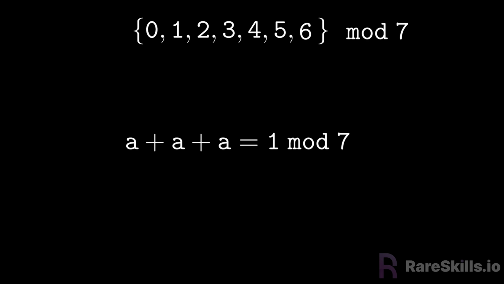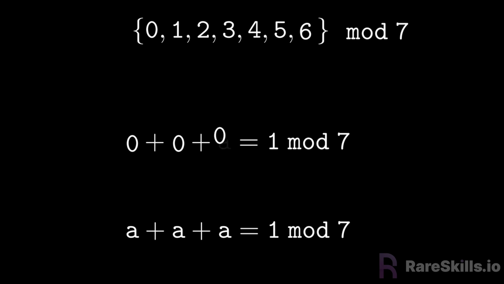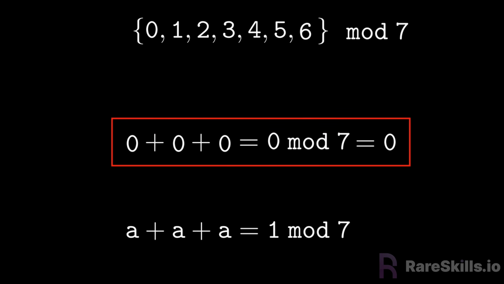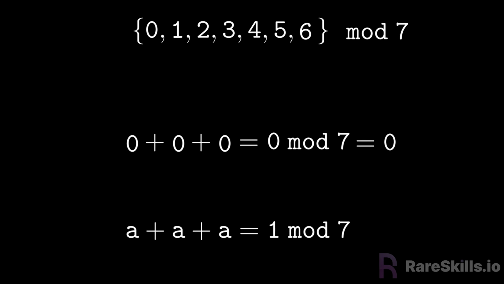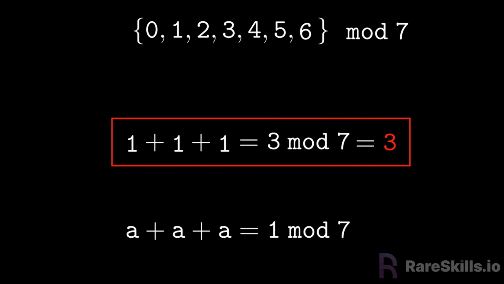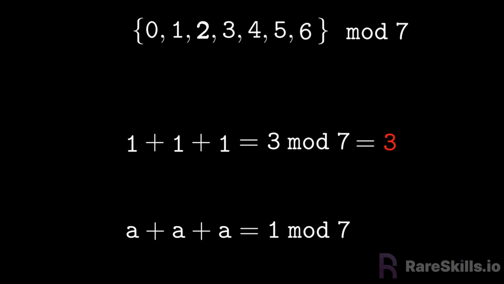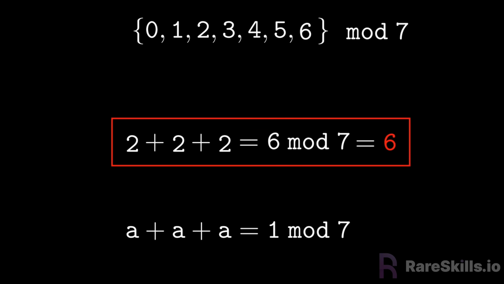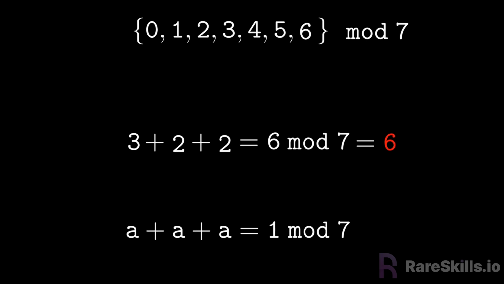First, we substitute a for 0. We have 0 plus 0 plus 0, which is equal to 0 mod 7, which equals 0. This is clearly not going to work, so we continue by plugging in the next element, which is 1, and we get 1 plus 1 plus 1, which is equal to 3 mod 7, which is 3, and that still doesn't work. So we move on to the next, which is 2. This gives us 2 plus 2 plus 2, which is equal to 6 modulo 7, which is still 6, which still doesn't work. We move on to 3, and we have 3 plus 3 plus 3, which is equal to 9 mod 7, which results in 2 and still doesn't work.